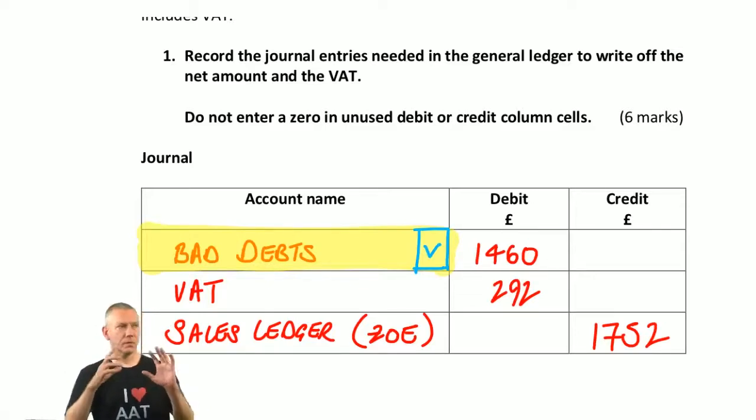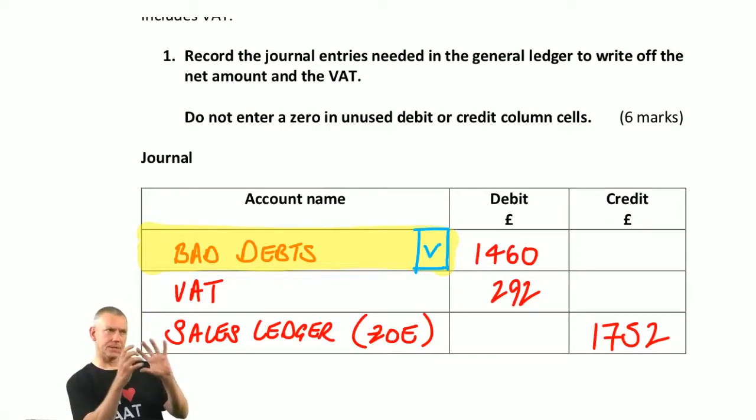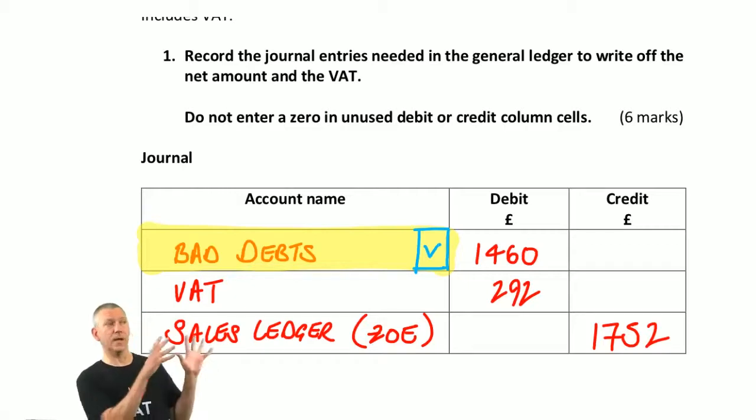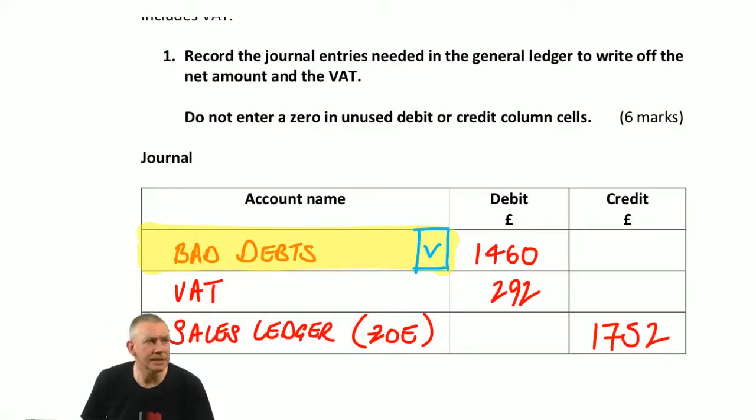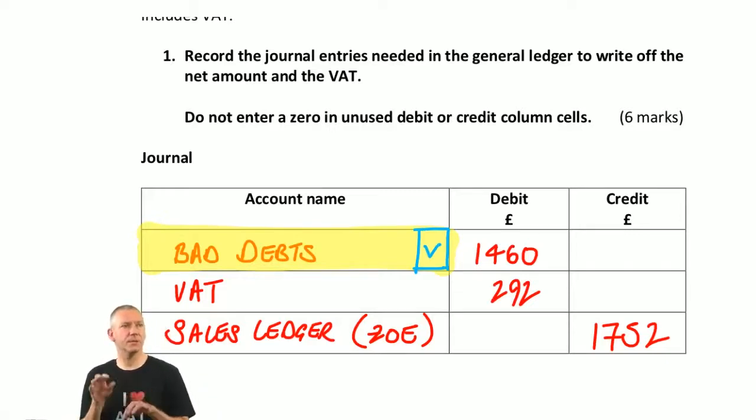Oh, and by the way, of course, the journal that I've represented there is the classic way of representing journals. That's a good point, isn't it? The classic way of representing journals is to put the debits first and the credits second. But you'd be equally right, and the computer would mark you equally right if you did this in the opposite order. So if you did the credits to sales ledger first, then you did the VAT in the middle again, and the bad debts at the bottom. That would be cool.